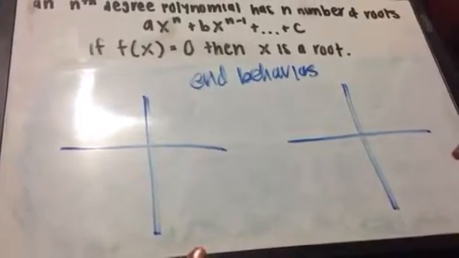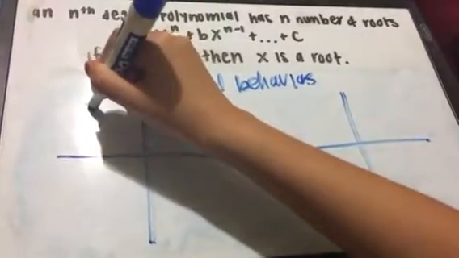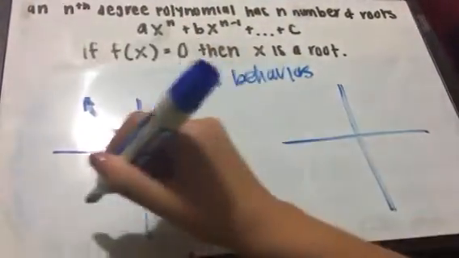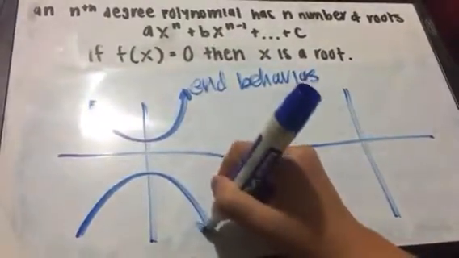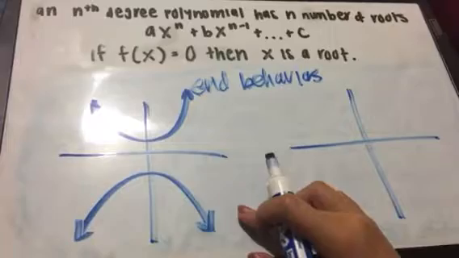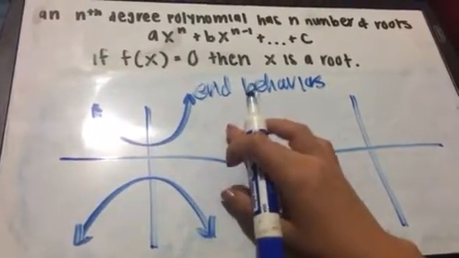So another even degree polynomial could look something like this. A second degree polynomial. It could either face up or down. The end behavior of an even degree polynomial is always going to be the same.